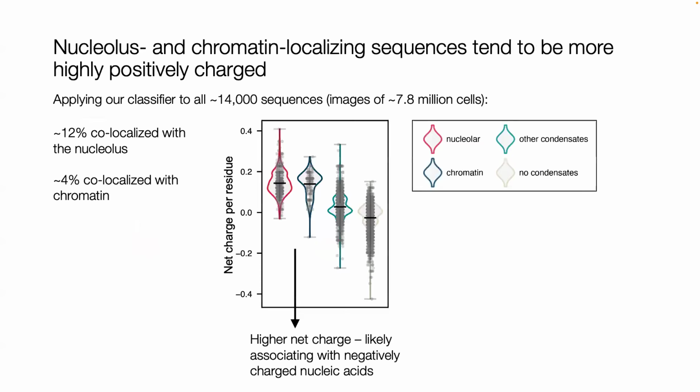And so what we saw is that the biggest feature, the feature that had the biggest effect, was net charge. So here we're looking at net charge on the y-axis. You can see for the nucleolar sequences and the chromatin localizing sequences, they tend to have much higher net charge than sequences that form other kinds of condensates or don't form condensates at all. And of course, this kind of makes sense. These sequences with higher net charge are likely associating with negatively charged nucleic acids.